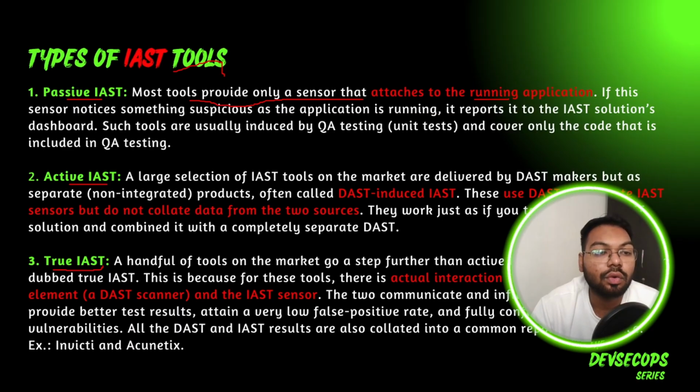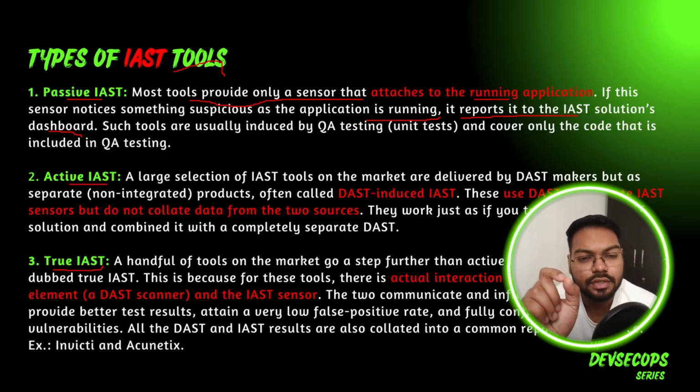Now if this sensor notices something suspicious as the application is running, it reports to the IAST solution's dashboard. So now someone tried to attack you, or while executing a certain input, it found out, okay, this is breaking the solution in this way when I try to input it in this fashion. Now this is captured, and then it is sent as an alert or as a report to the dashboard that your vendor has.